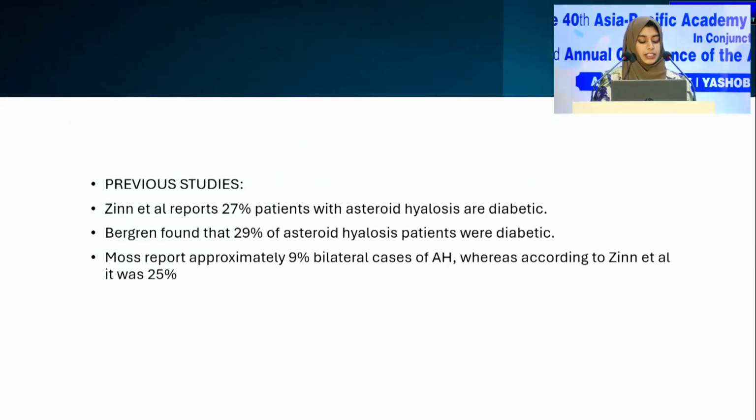In previous studies, we've seen Zinn, who reported 27% of patients with asteroid hyalosis were diabetic, and Berggren noted around 29% of patients who had asteroid hyalosis.